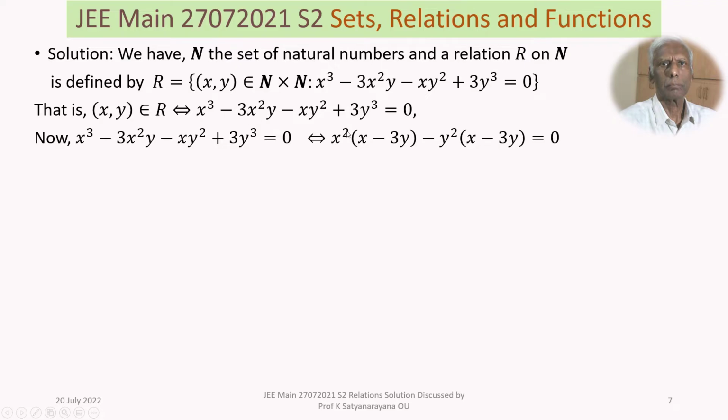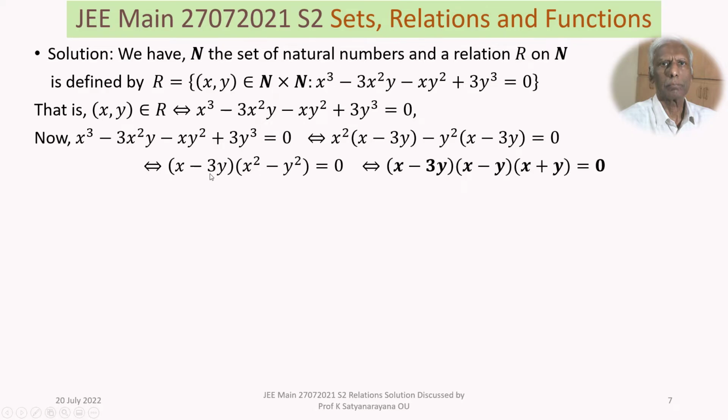In the first two terms, you take x square common, so x square into (x minus 3y), and in the next two terms you take minus y square common, so minus y square into (x minus 3y). x minus 3y is a common factor, and that implies and is implied by (x minus 3y) into (x square minus y square). But x square minus y square you can write as (x minus y) into (x plus y). So, the factorization is here. That means (x, y) belongs to R if and only if this factorization is satisfied. Let's call this equation 1.